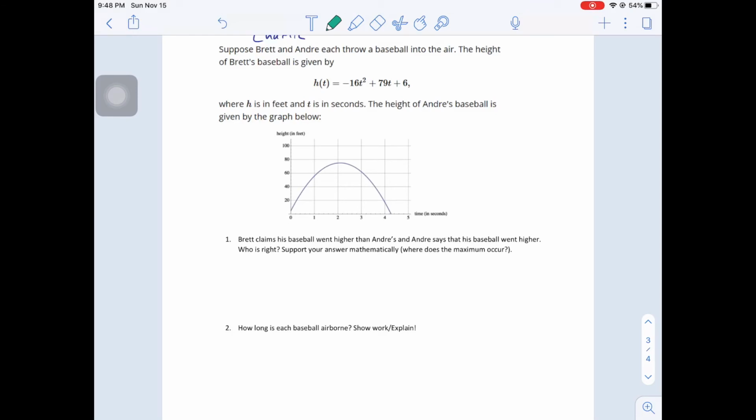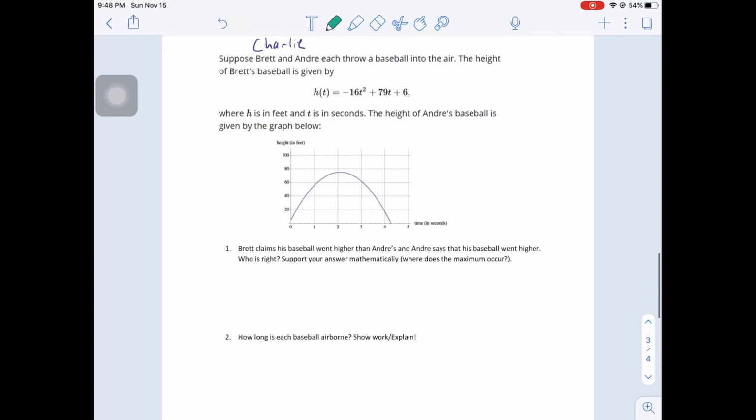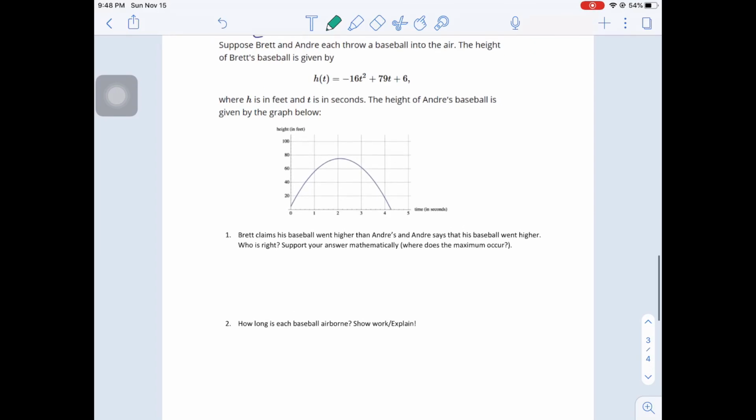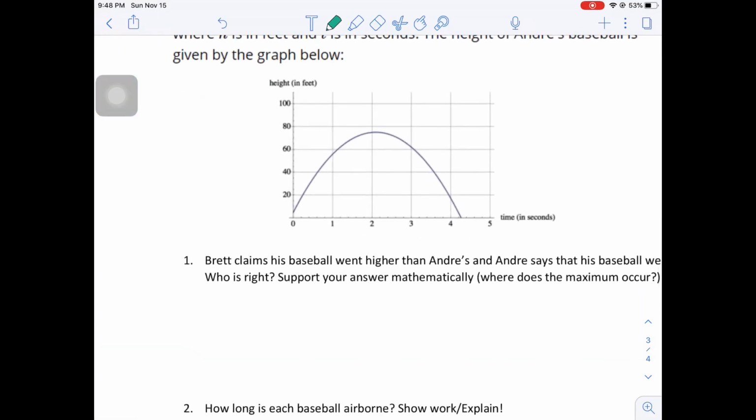All right, so last little part here. Suppose Brett and Andre each throw a baseball into the air. The height of Brett's baseball is given by the function negative 16t squared plus 79t plus 6, where h is in feet and t is in seconds. The height of Andre's baseball is given by the graph below.